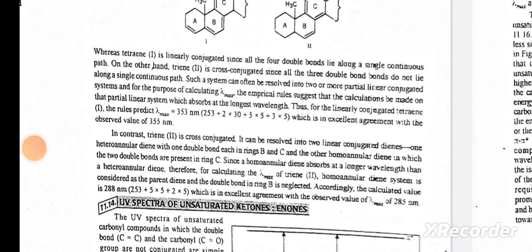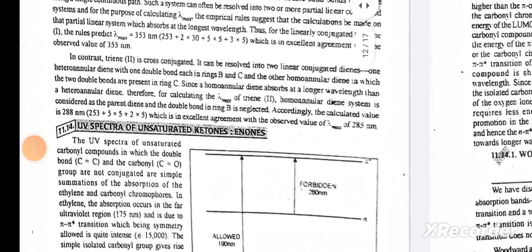Such a system can often be resolved into two or more partial linear conjugated systems, and for the purpose of calculating λmax, the empirical rule suggested that the calculation be made on that partial linear system which absorbs at the longest wavelength. Thus, for the linearly conjugated tetraene, the rules predict the calculated λmax, which is in excellent agreement with the observed value of 355. In contrast, the triene is cross-conjugated.